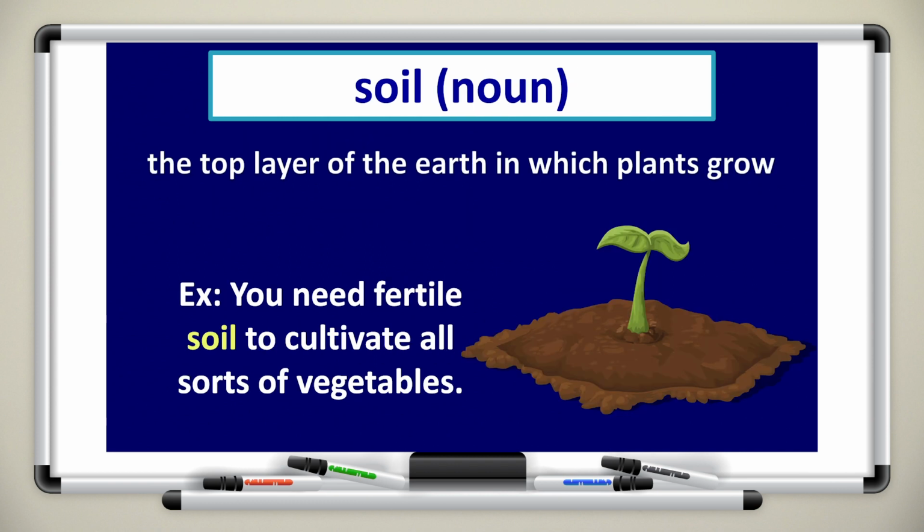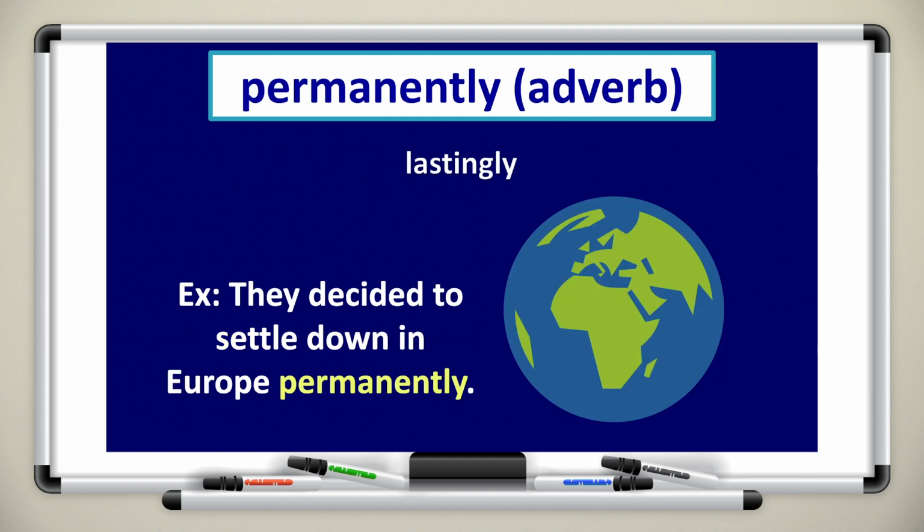And the soil, we kept repeating the word soil. I hope you know what it meant. Soil is the top layer of the earth in which the plants grow. It's the brown thing in the picture you see. You need fertile soil to cultivate all sorts of vegetables. And permanently means lastingly. Example, they decided to settle down in Europe permanently.